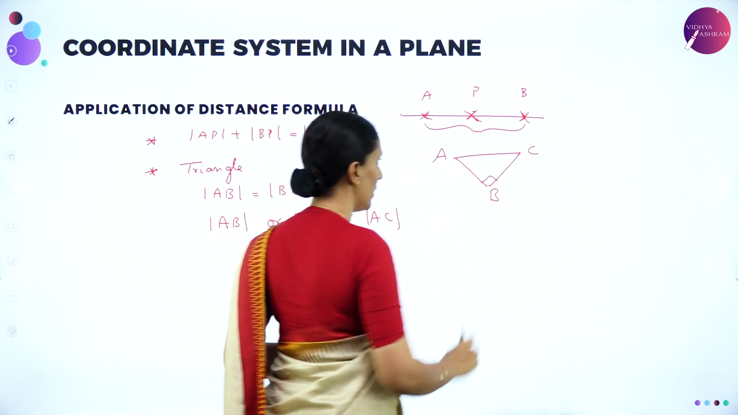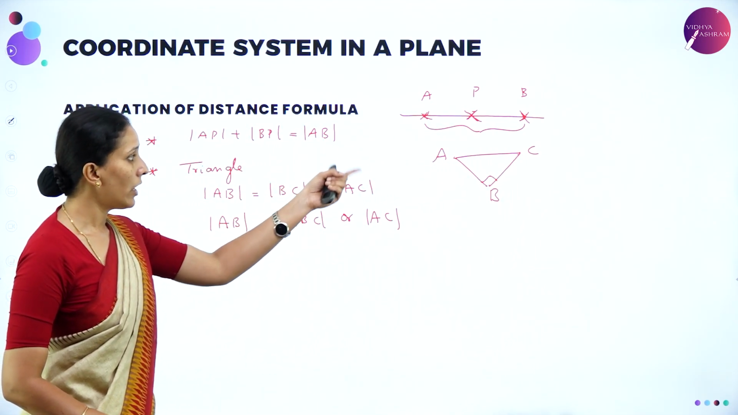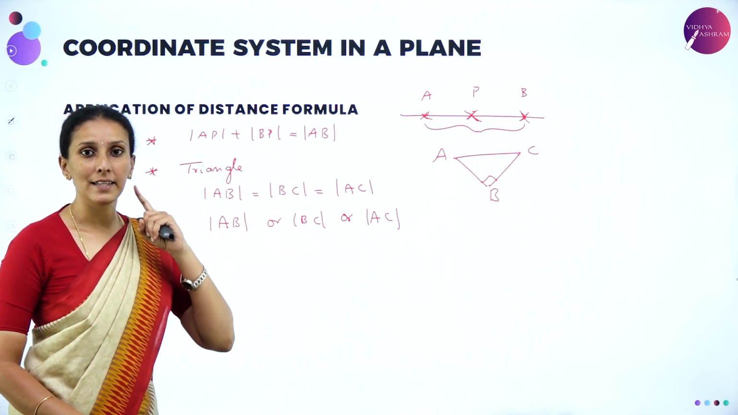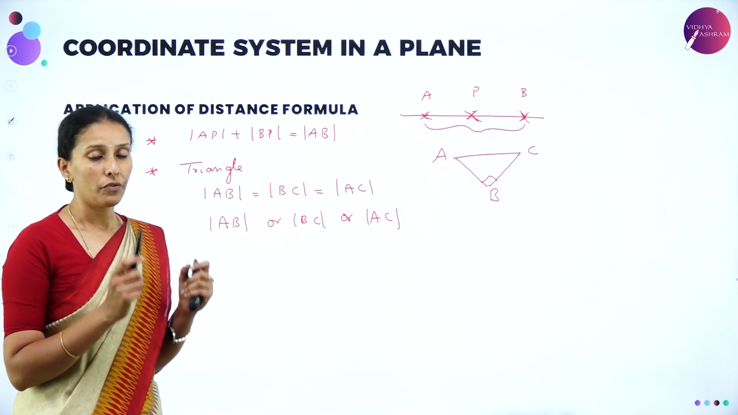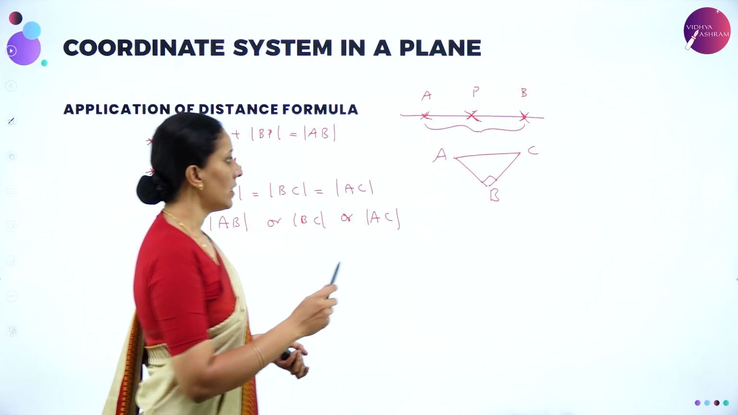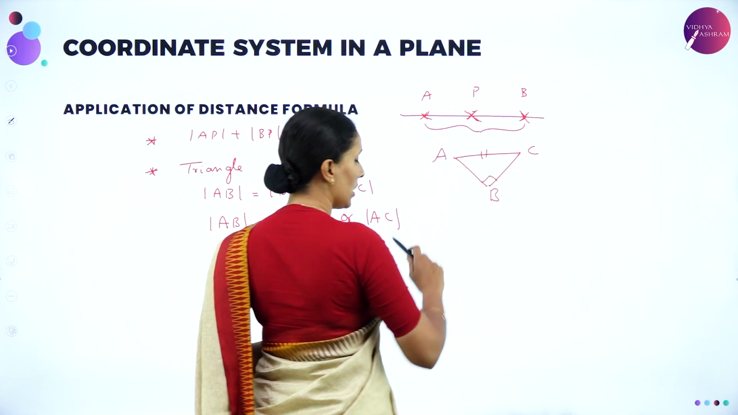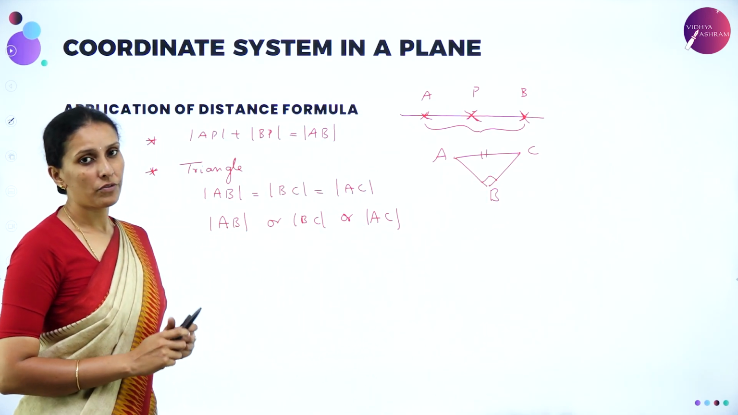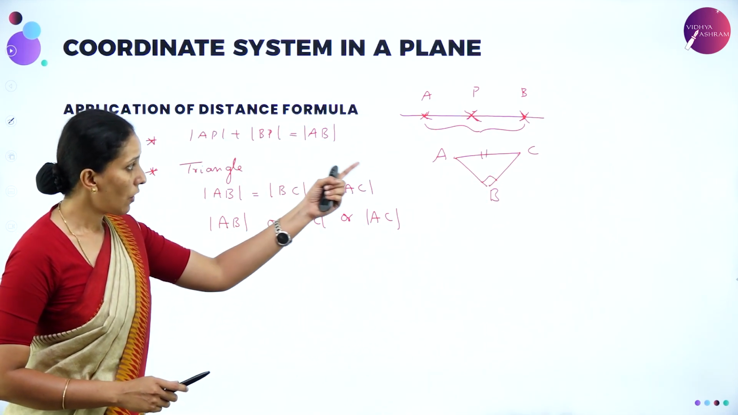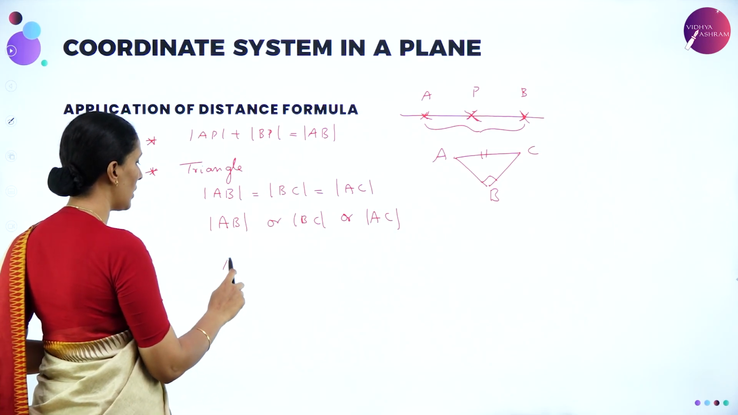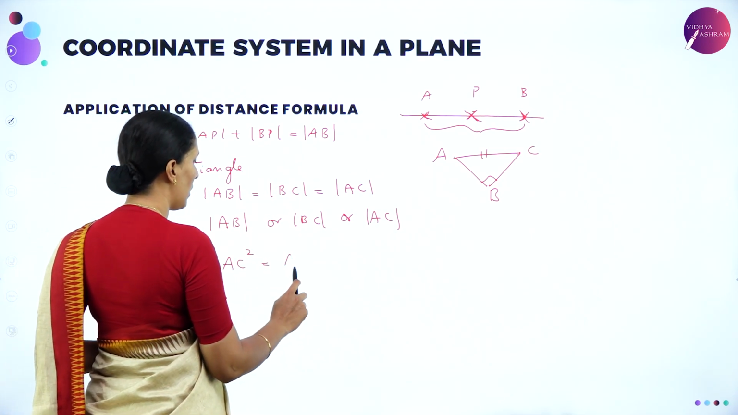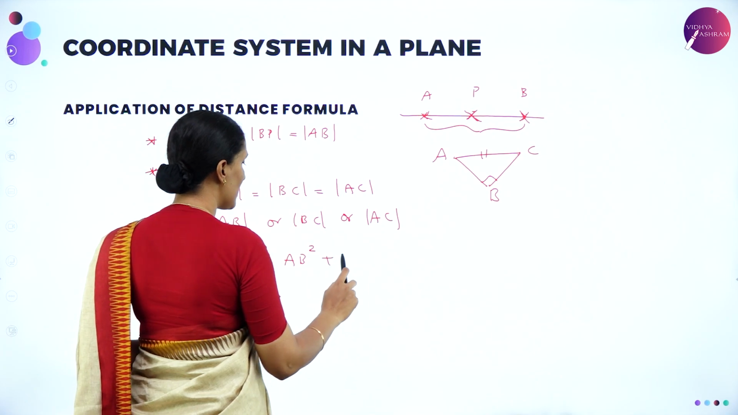So this is 90 degrees. How to show that? The vertices or the points represent the right angle triangle. So we know the Pythagoras theorem, that is, the square of the hypotenuse is equal to the sum of the squares of the other two sides. Now according to this, we show that AC square is equal to AB square plus BC square.